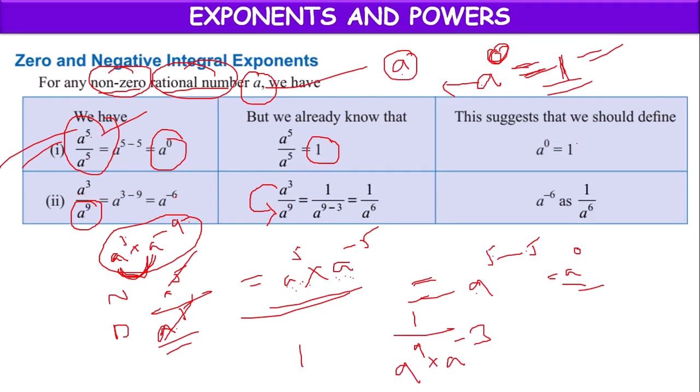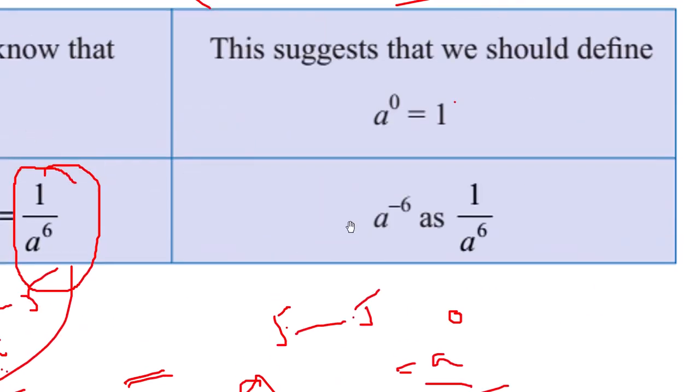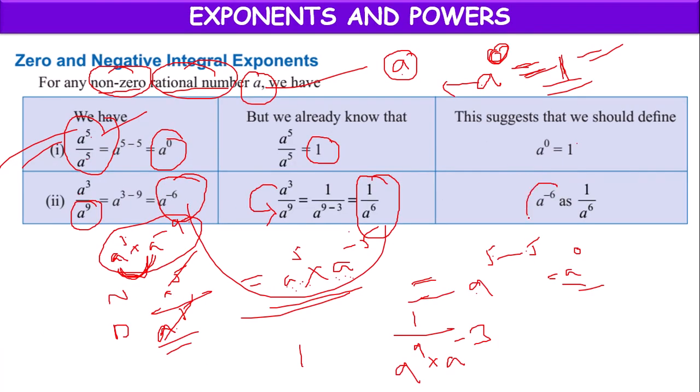So in one way, we can write it as a power minus 6. We can also write it as 1 by a power 6. So what it means is a power minus 6 is the same as 1 by a power 6. It means whenever we have a negative exponent on any base, it can be written as 1 by a to the power of the positive exponent.